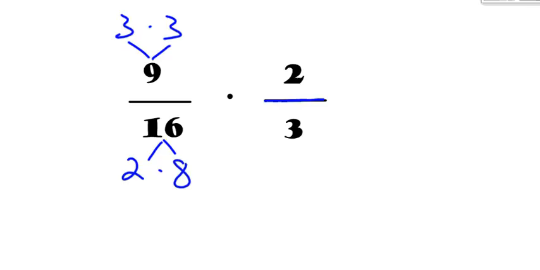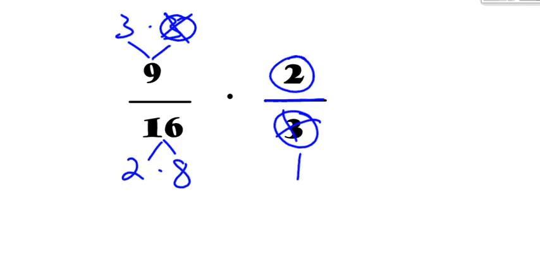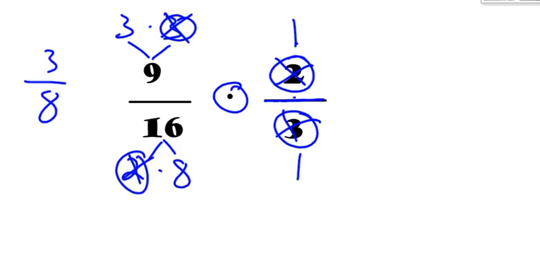Okay, so now we start eliminating things, right? 3, 3, right? Cross it out. That leaves a 1 here, right? 2, 2, cross them out. That leaves a 1 here. Now we understand where this comes from. We have a 3/8, and we're multiplying by a 1 over 1. In other words, a 1. And of course, we get an answer of 3/8. And so both processes get us to the same answer.